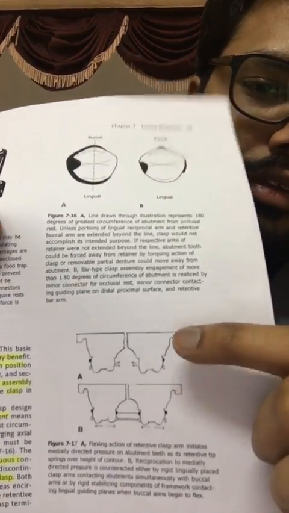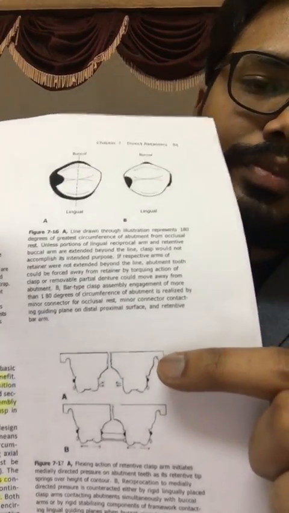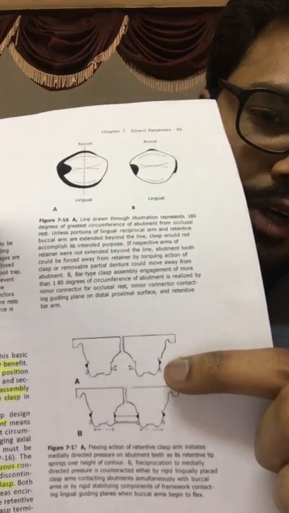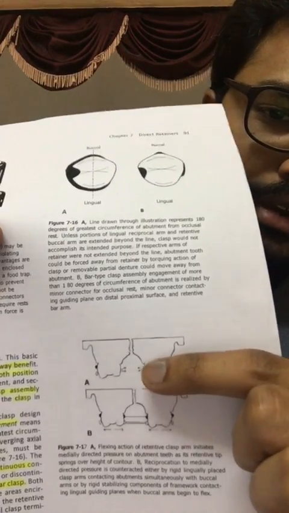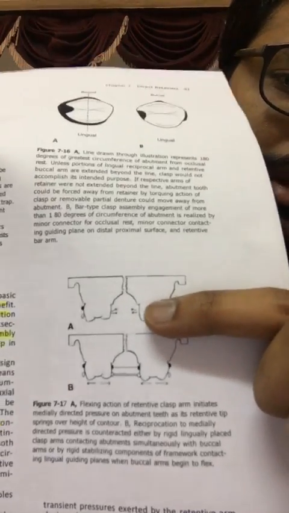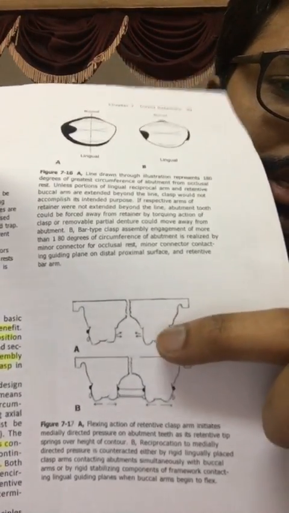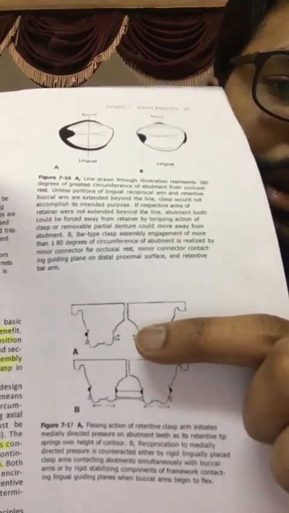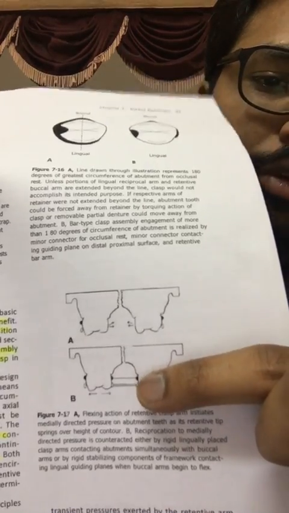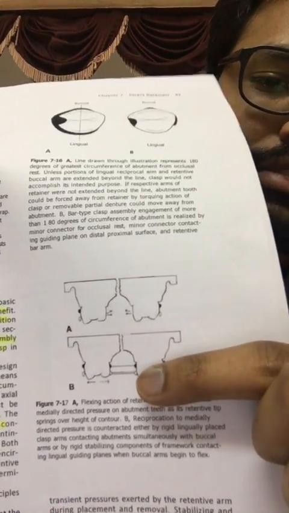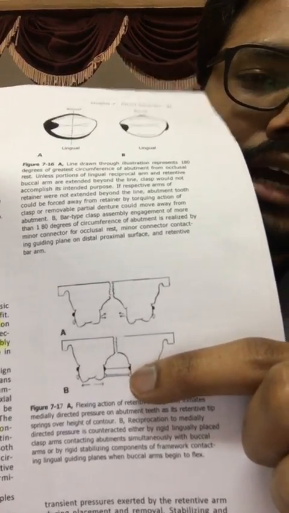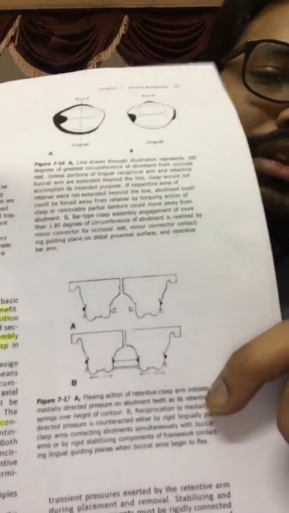As you can see, look at the top image first. On the buccal side, because of the action of the retentive arm, forces are being directed medially, right? As you can see here, the arrow marks show forces being directed medially. This medial component of force which is created should be balanced by the reciprocal arm which is present on the lingual side, which you can see in this image. So that's what they have given in this illustration, right?